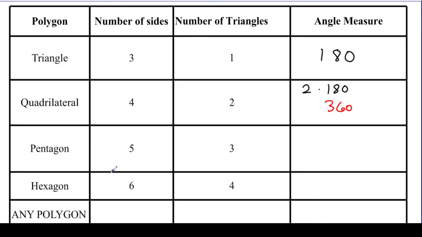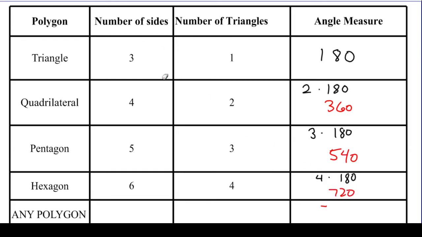So let's continue. A pentagon has 5 sides. There were 3 triangles that fit inside, so that would be 3 times 180, which is 540 degrees. So what we're claiming is that every pentagon has a total of 540 degrees in it. Our last experiment was with a hexagon, so 6 sides. We were able to fit 4 triangles in there, so that would be 4 times 180, which is 720 degrees.